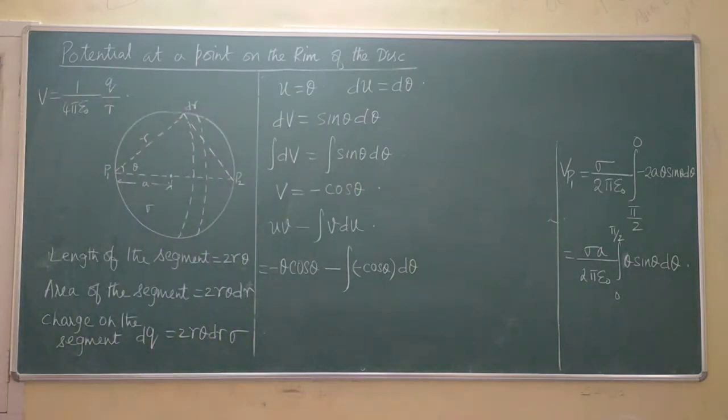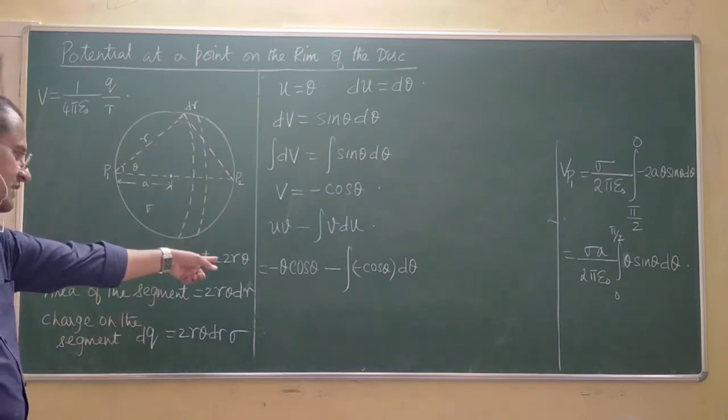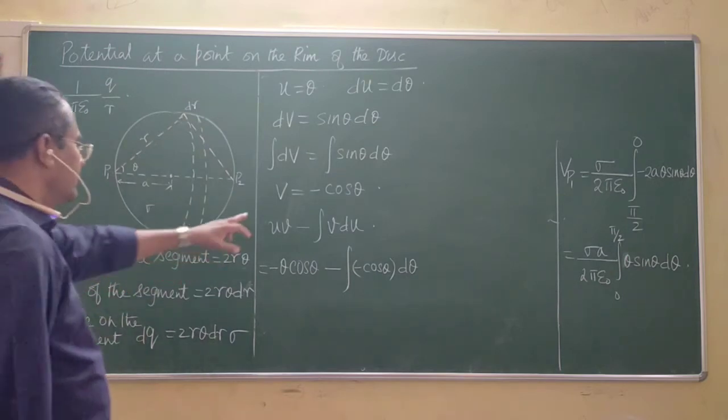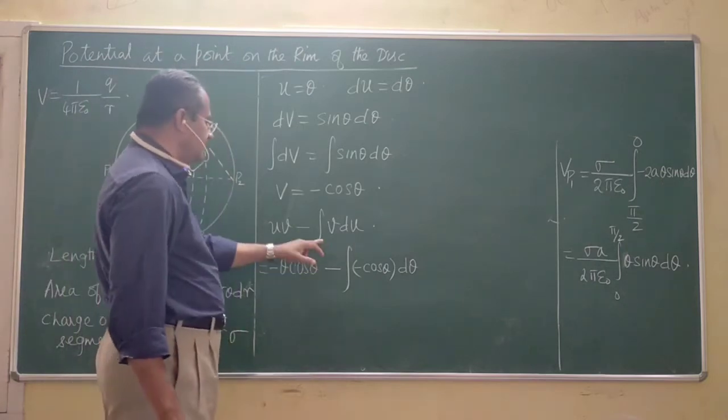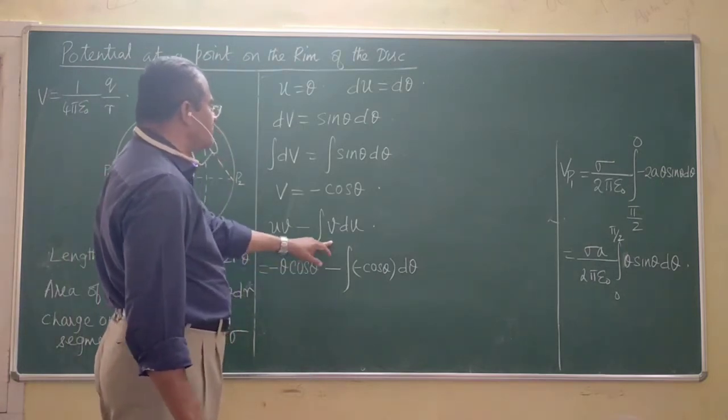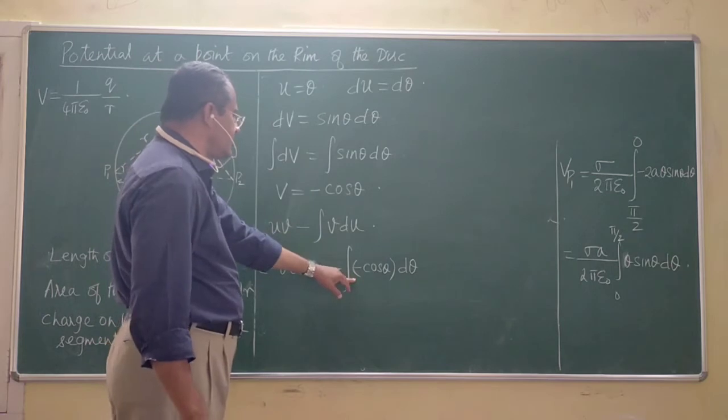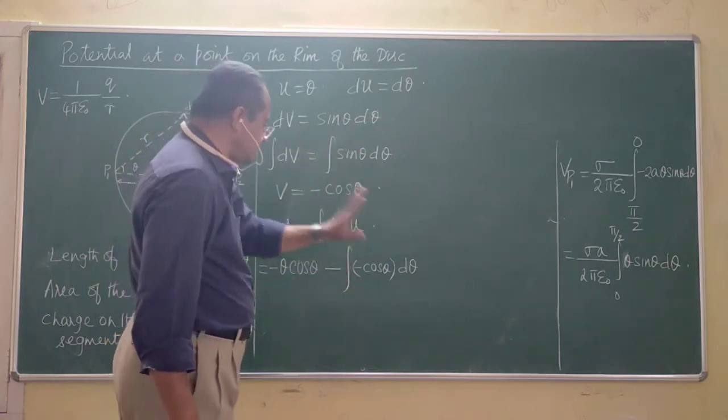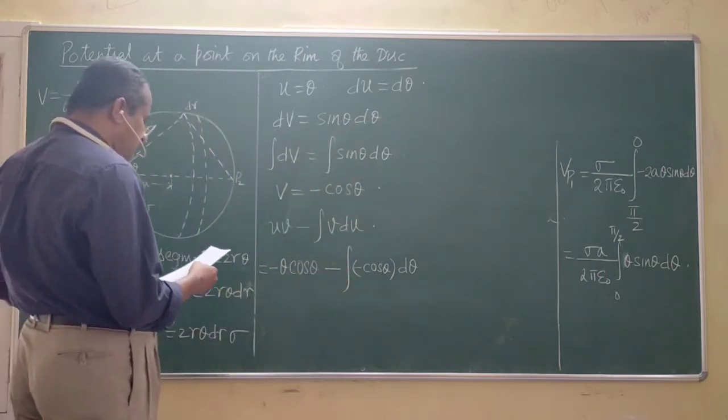Hope you are following my substitution. Please go through the substitution. In the place of u, I have substituted theta. In the place of v, minus cos theta. Therefore, the minus sign of the formula, integral sign. In the place of v, minus cos theta. In the place of du, d theta. Is that okay to you?